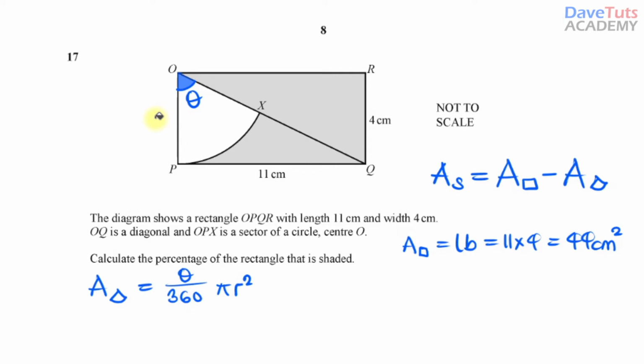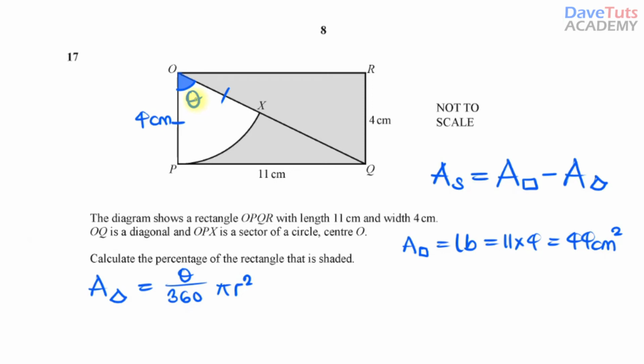So this is angle theta, and then we're also talking about the radius. That's going to be the distance from the center of the circle to any point on the circumference. So OP or OX, and here we have RQ as 4. So this is also 4 centimeters. So this 4 is also this particular OS. So we have R as 4 centimeters.